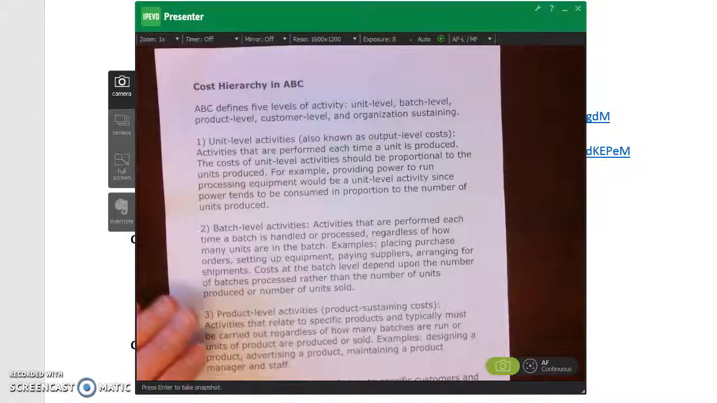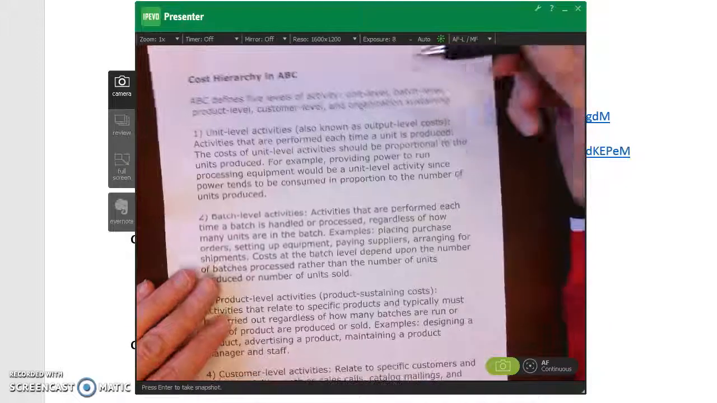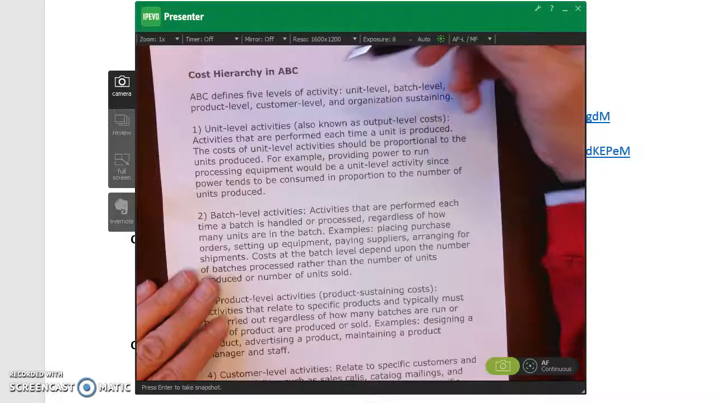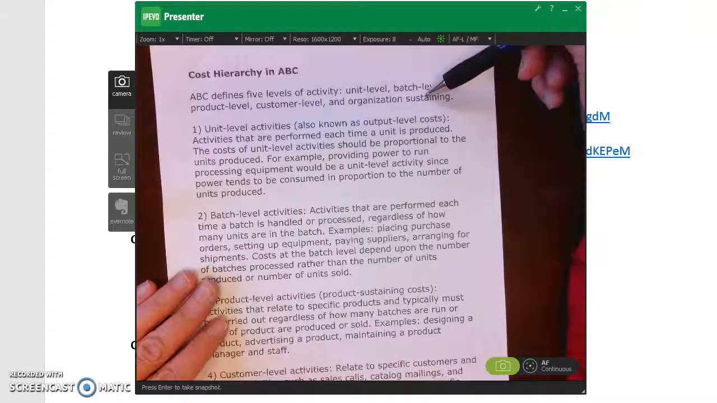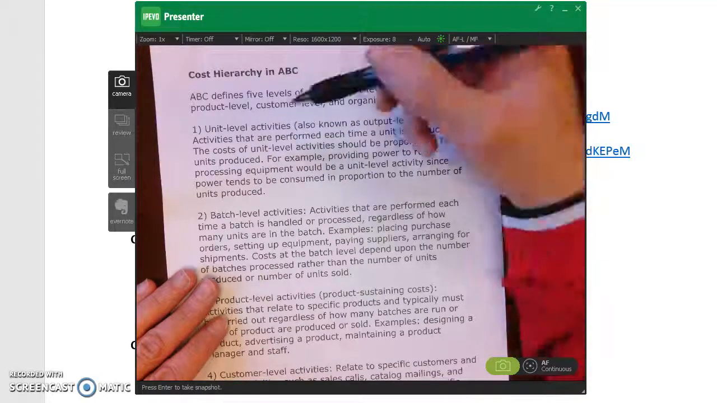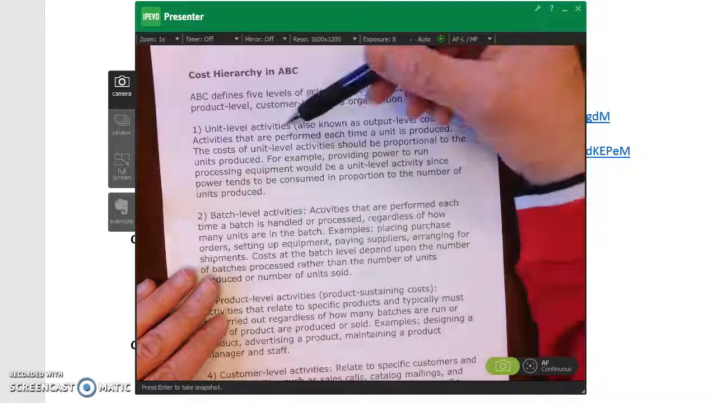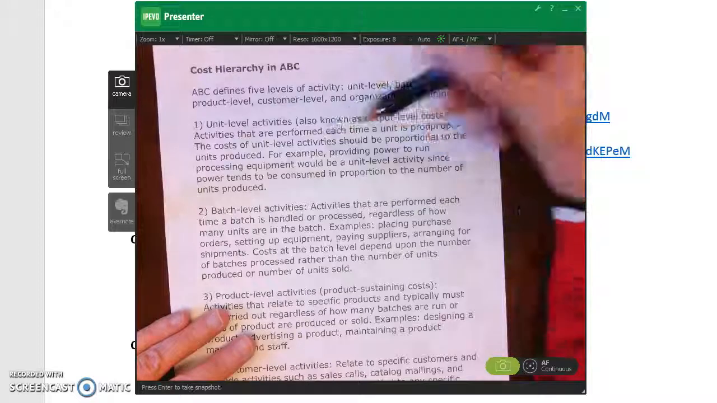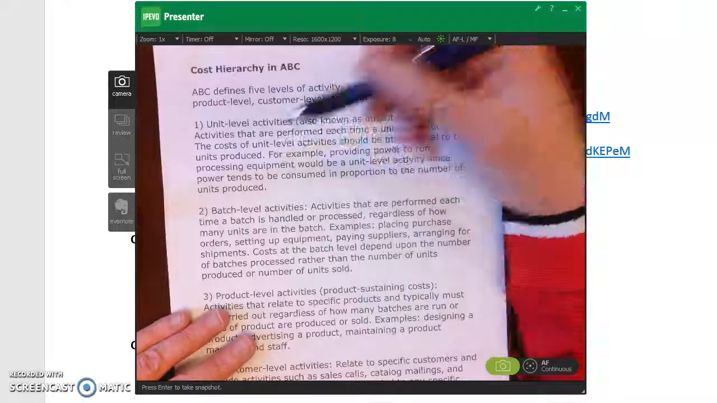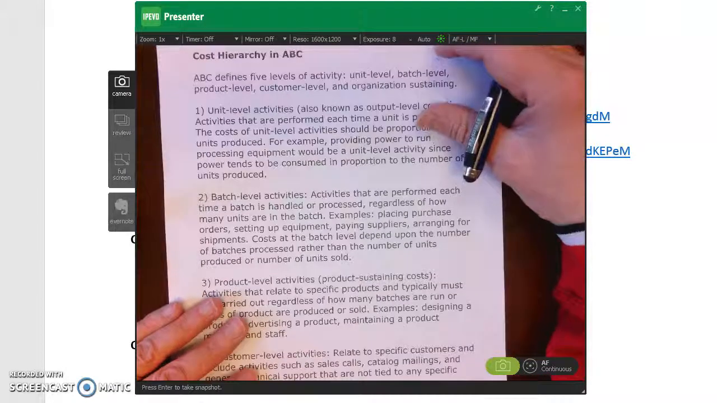So activity-based costing identifies several levels of activity. We have unit level activity, batch level, product level, customer level, and organization sustaining. So we have unit level activities. These activities are performed each time a unit is produced. The cost of units should be proportional to the units produced. So this would be a volume-related allocation base, right?